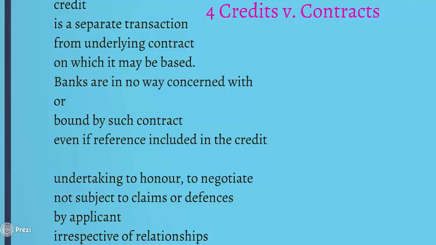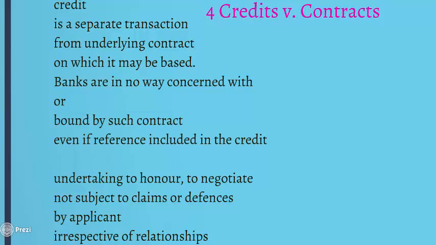Article 4 talks about credits versus contract. The documentary credit is issued by an issuing bank based on an undertaking wherein the buyer and seller had agreed that in return for supply of goods the payment will be through the means of a letter of credit. The credit issued by an issuing bank in favor of a beneficiary is totally independent and separate from the underlying sales contract. Credit is separate from the underlying contract.